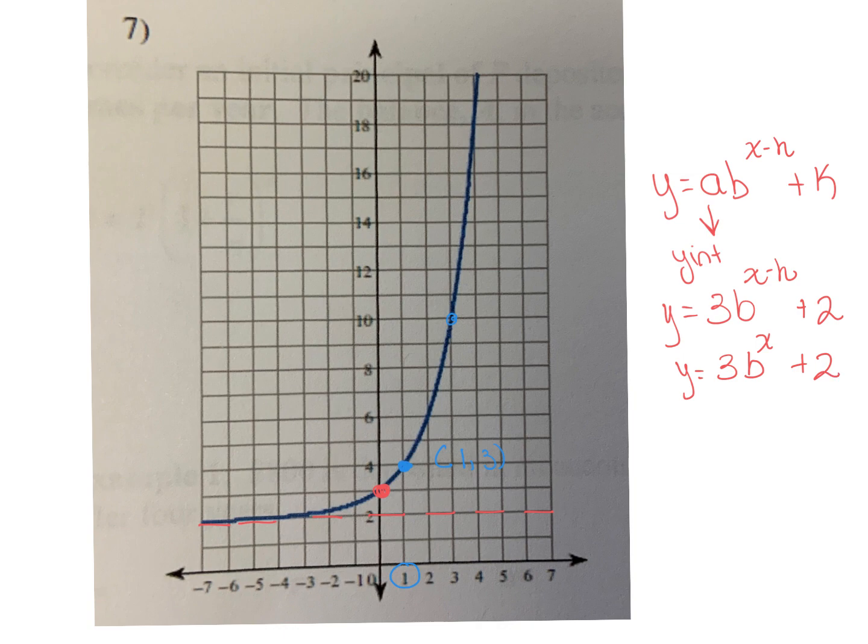So if I plug this in for my x and my y, I get 3 equals 3 b to the first plus 2. So I'm going to subtract the 2 over and get 1 equals 3 times b. So b must equal 1/3. So my equation is y equals 3 (1/3)^x plus 2.